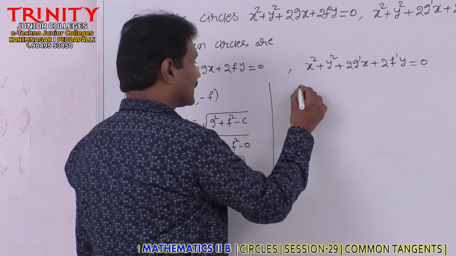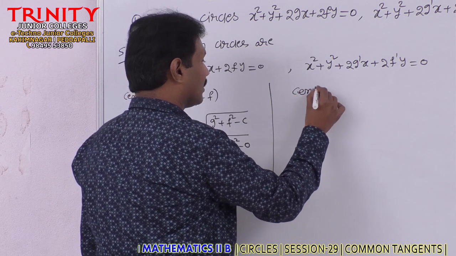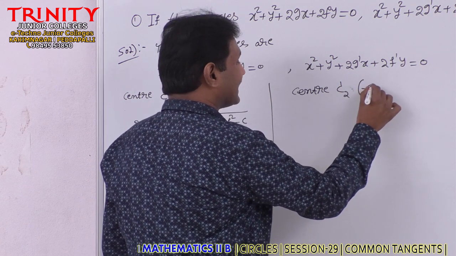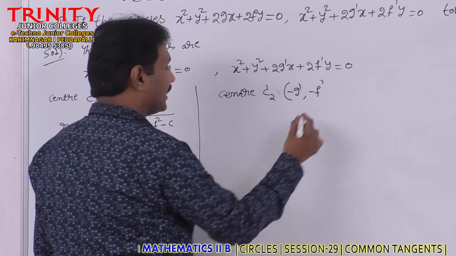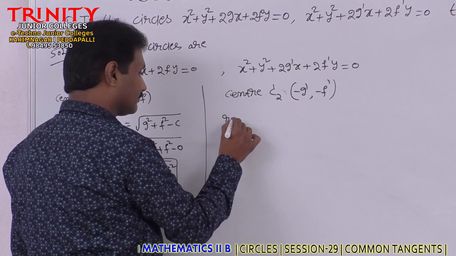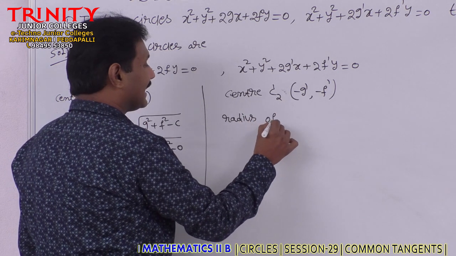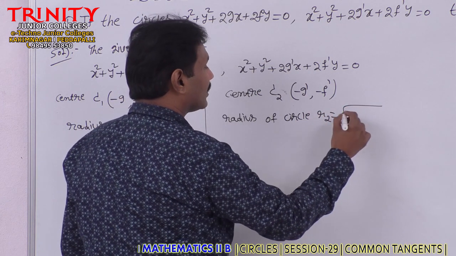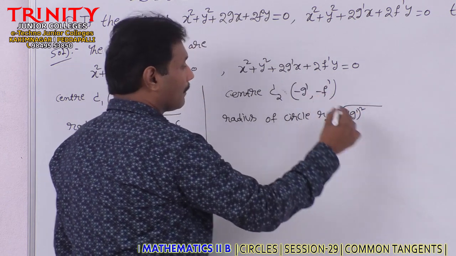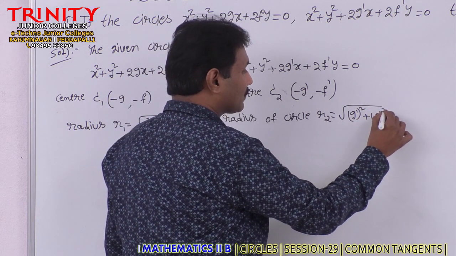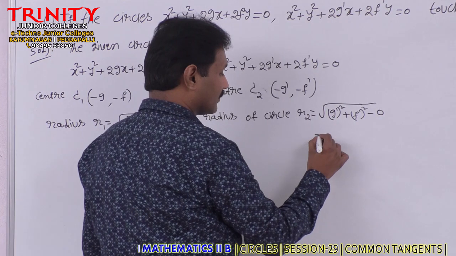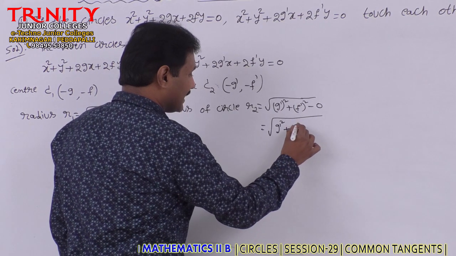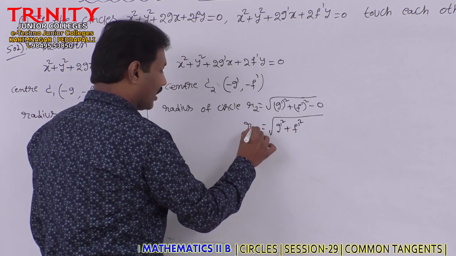Center of the circle 2 is minus g dash comma minus f dash. Radius of circle 2, r2 equal to square root of g dash whole square plus f dash whole square minus 0, that equal to square root of g dash square plus f dash square. This is r2.